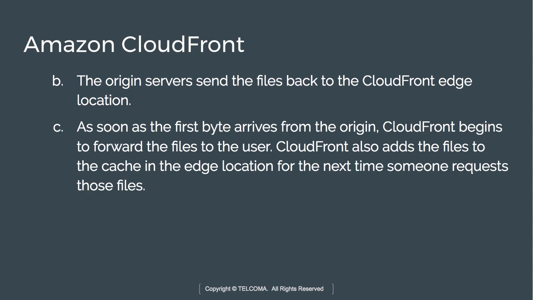The origin server sends files back to the CloudFront edge location. Whenever the first byte of data arrives, CloudFront begins to forward the files to the user. Then it adds the files to the cache, because the next time you request them, the latency should be less, so that's why it saves your file in the cache.